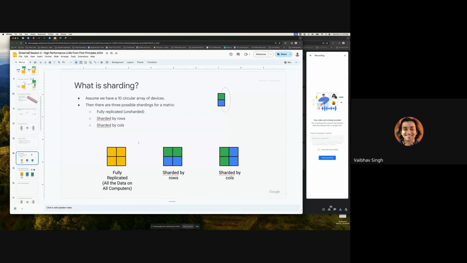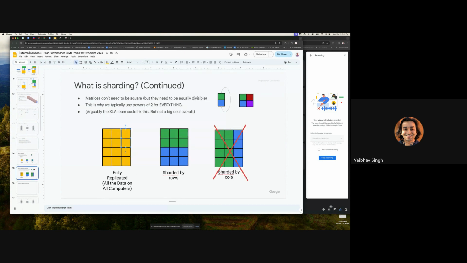No, let's take a slightly different example. Let's have a 4 by 4 tensor and a 2 by 2 array of devices. Basically, what I'm hoping to achieve is that once I shard the row dimension of this tensor along 4, each device has 1 column only, let's say.